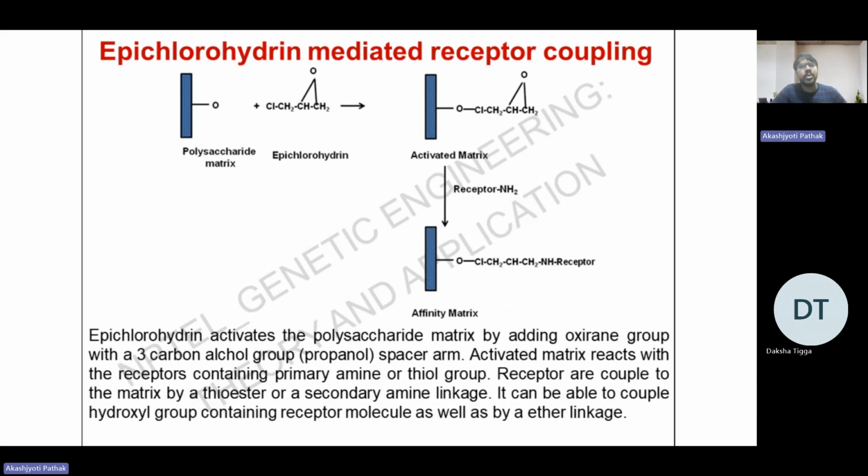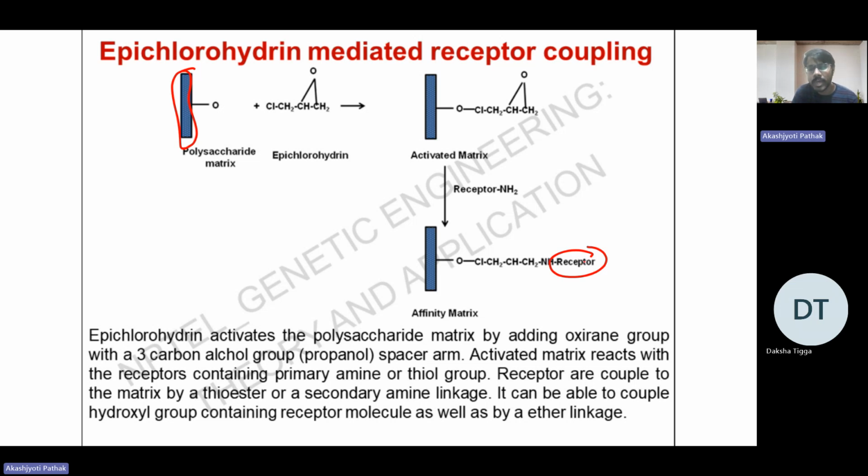So one is this epichlorohydrin mediated receptor coupling. So basically this is your matrix. This is your polysaccharide matrix, and to this polysaccharide matrix you want to add your receptor. So this is your receptor. Your receptor can be an antibody, it can be any other protein. It can be an enzyme, it can be a substrate, it can be anything. The purpose is that you want to immobilize the receptor on this matrix.